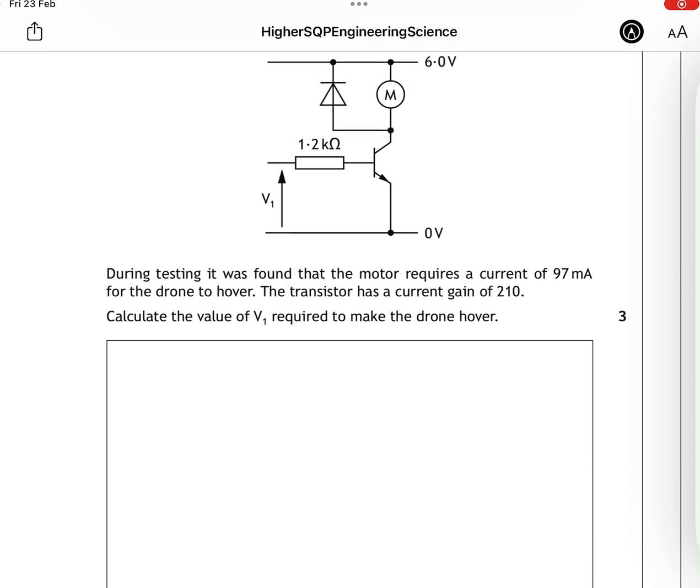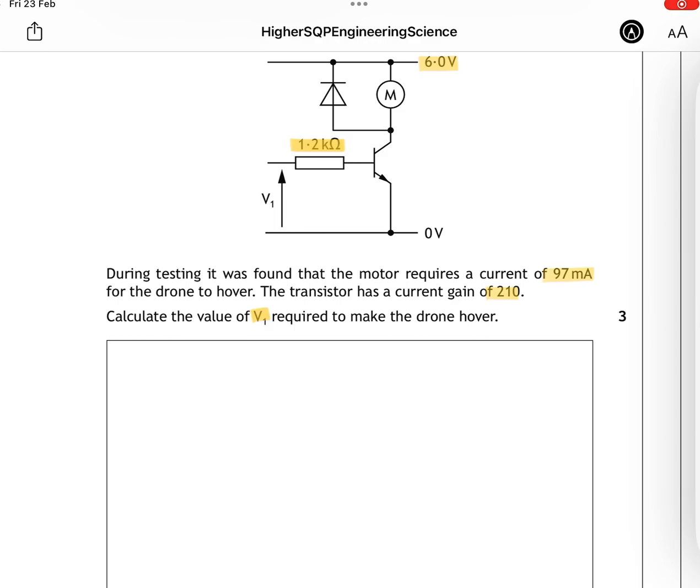And during testing, it was found that the motor required a current of 97 milliamps for the drone to hover. It tells us that the transistor has a gain of 210 and wants us to find the value V1. So first things first, I would be saying to myself, right, let's highlight what I know. I know that the resistor at the base of the transistor is 1.2 kilo ohms. I know that my supply voltage is 6 volts. The motor requires a current of 97 milliamps and the transistor has a current gain of 210. And the question is also asking me to find V1.